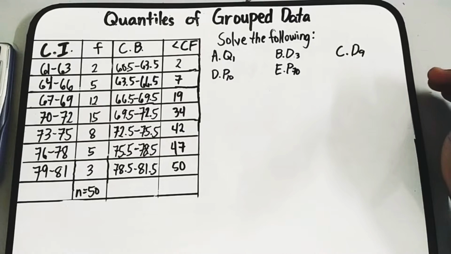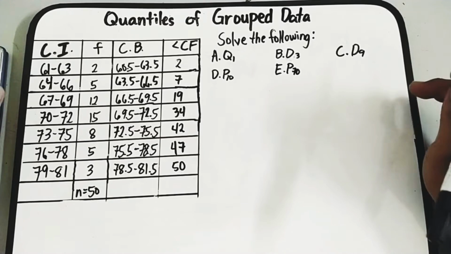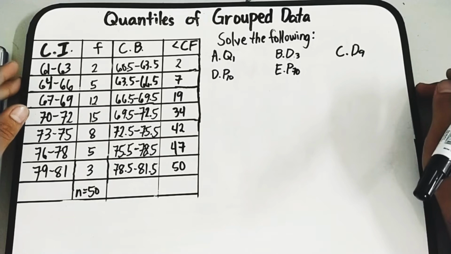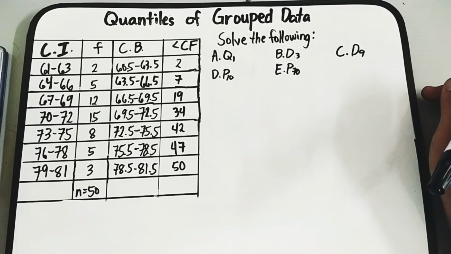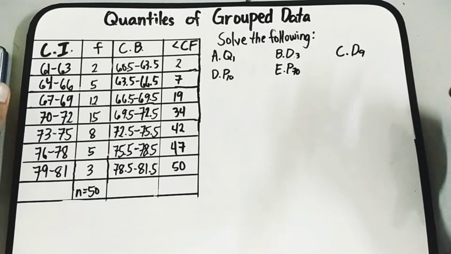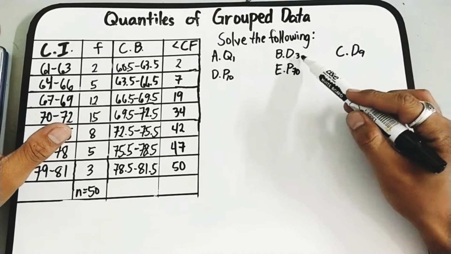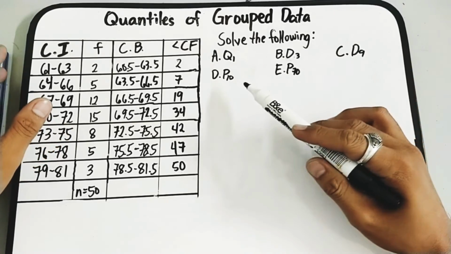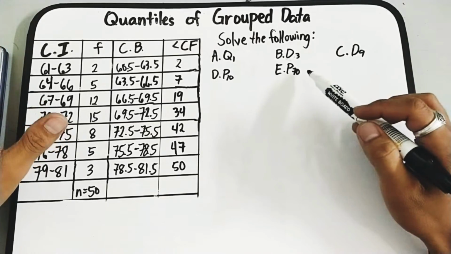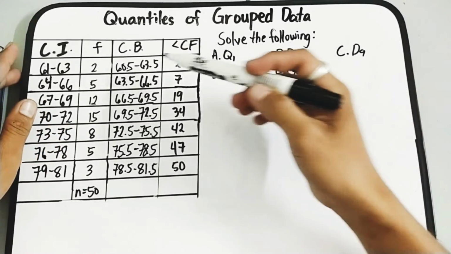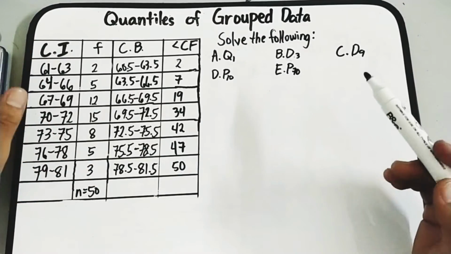Okay, now let's try to have an example in quantiles of group data. Now, yung pag-compute ng ating ungroup sa group ay magkaiba. So now we are going to find the quartile 1, decile 3, decile 9, percentile 10, and percentile 70 of this group data, itong table na to.